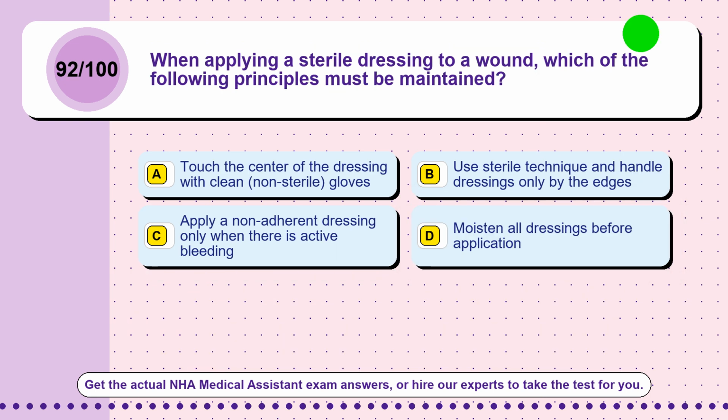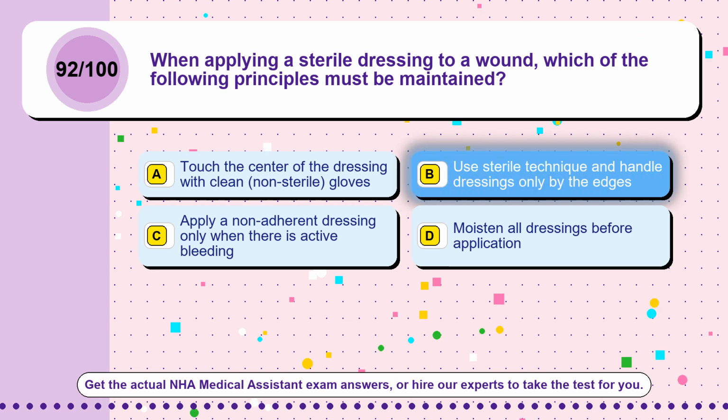Question 92. A medical assistant is collecting a sputum specimen from a patient. When is the best time for the patient to collect this specimen? Option A, immediately before bedtime. Option B, first thing in the morning before eating or drinking. Option C, 2 hours after eating lunch. Option D, anytime throughout the day when coughing increases. The correct answer is option B. First thing in the morning before eating or drinking.